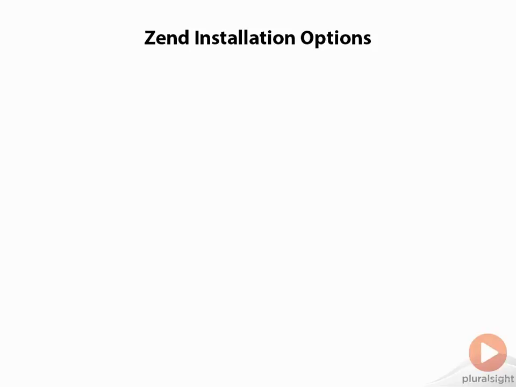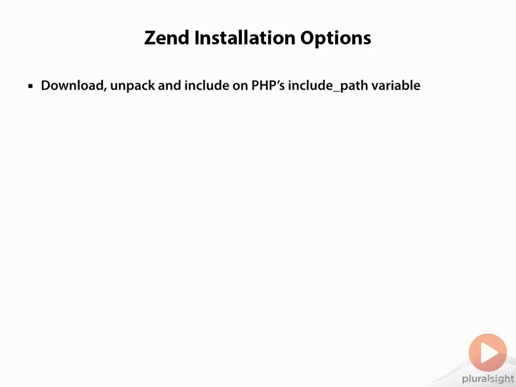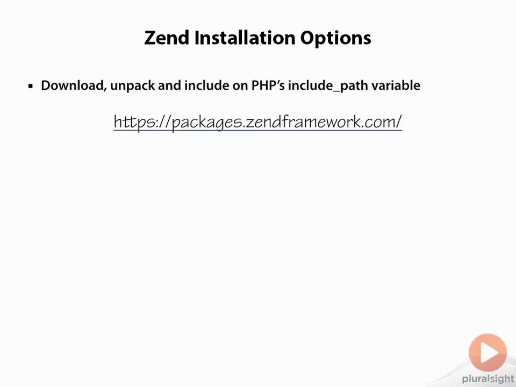There are a couple of ways that you can install Zend. You can download the framework and unpack it somewhere on your file system, and then simply include it in your PHP's include_path variable. This sets Zend up as a global library for all PHP projects using that version of your PHP. This may or may not be desirable for your project and server needs. You can get the latest stable version of Zend from this particular URL.